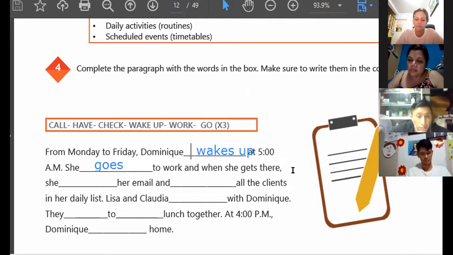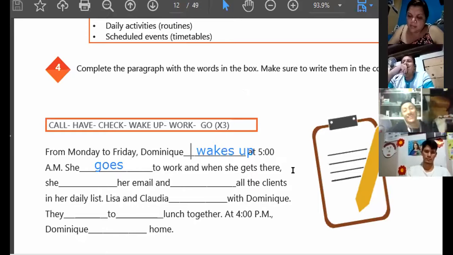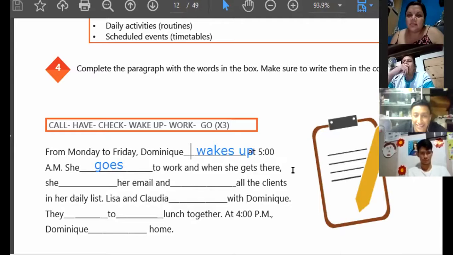Check. Chicos, hay un sonido de un cable. Ah, creo que era el mío. Hay un sonido de un cable, creo que era el mío, ¿verdad? Okay. Yes. Yes. Se había metido entre la mesa y yo.